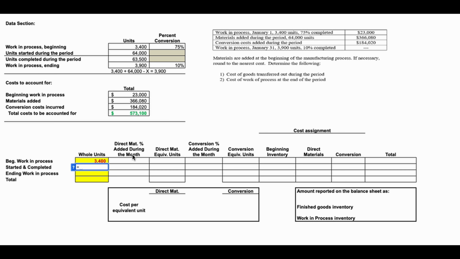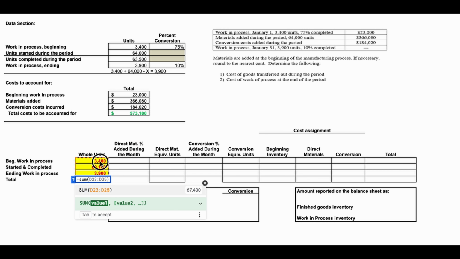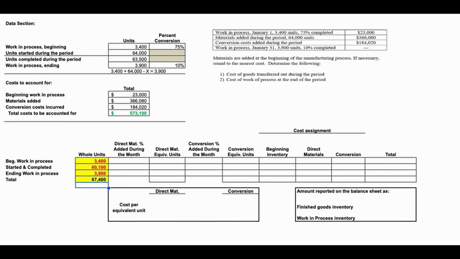So in my case, the units started were the 64,000 minus my ending inventory, which is the 3,900. That gives us started and completed units of 60,100. Lastly, we have our ending work in process in whole units, and that's just the 3,900 units. Again, we're going to total these up, and we're going to come up with 67,400 total units.